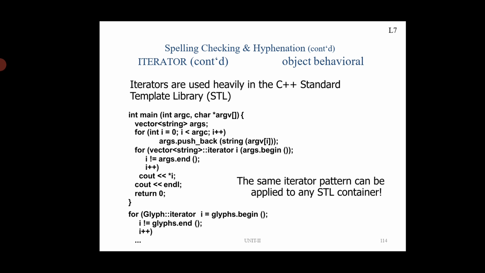For vector<string>::iterator i = args.begin(); i != args.end(); then i is incremented. Then cout, the output will be the value of i, followed by endl. Return the value 0. Now if we write the for loop condition here: glyph::iterator i will be assigned glyph.begin.